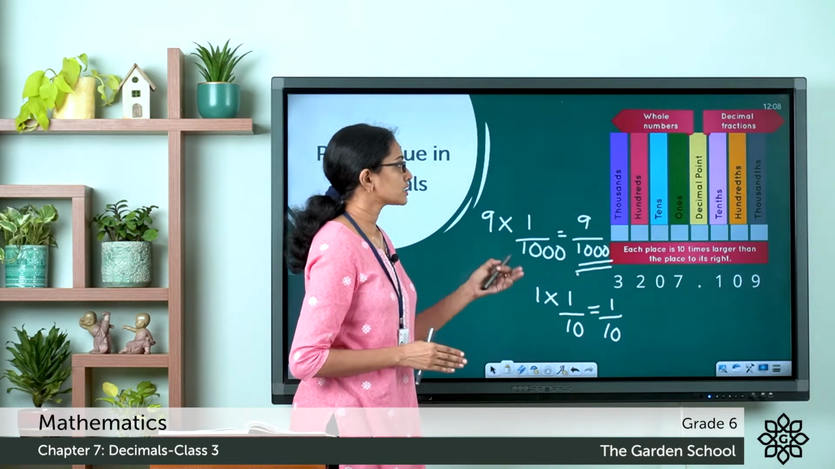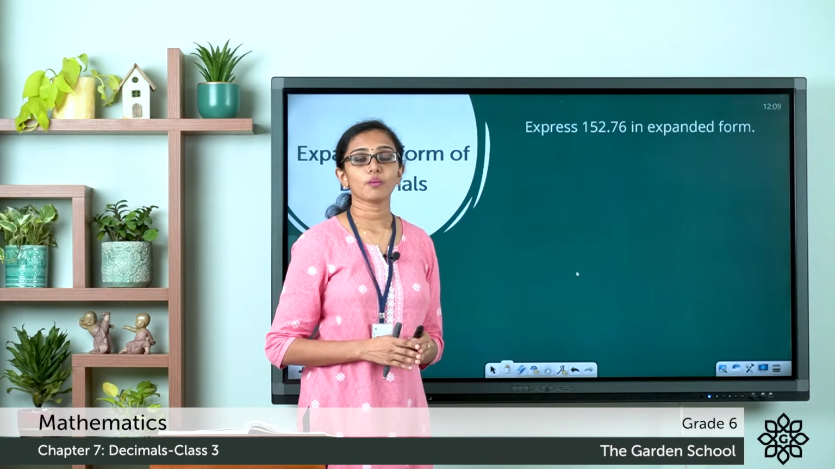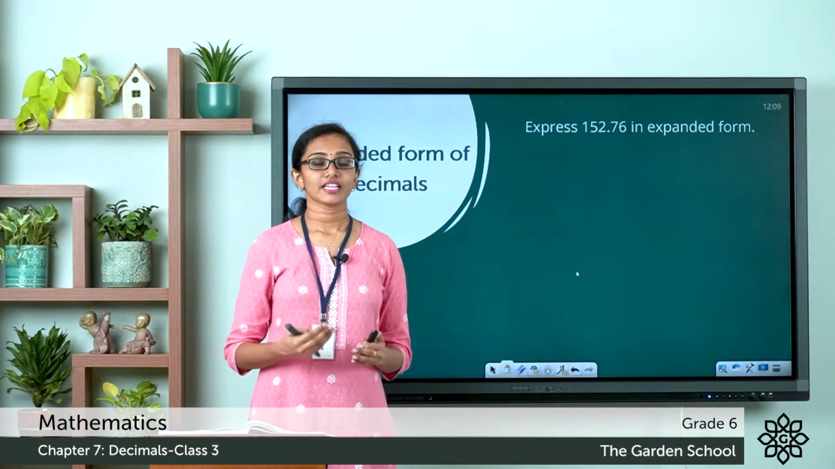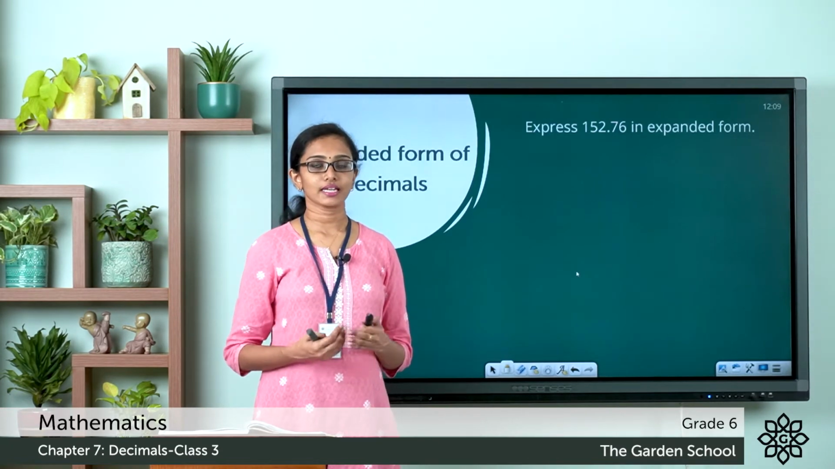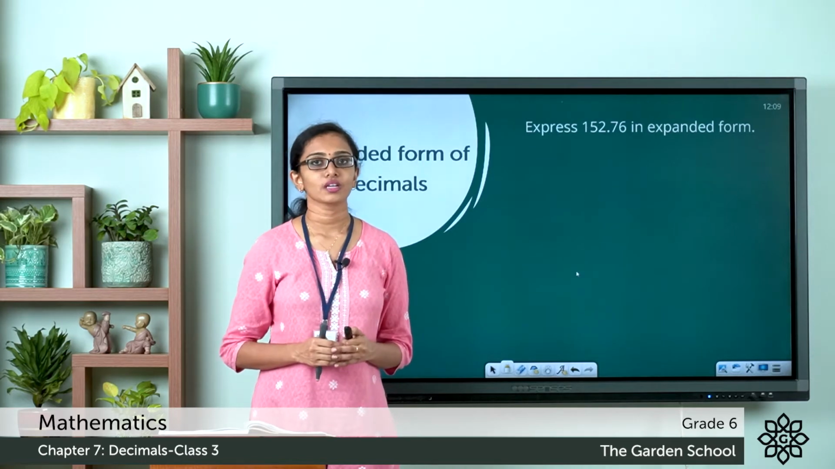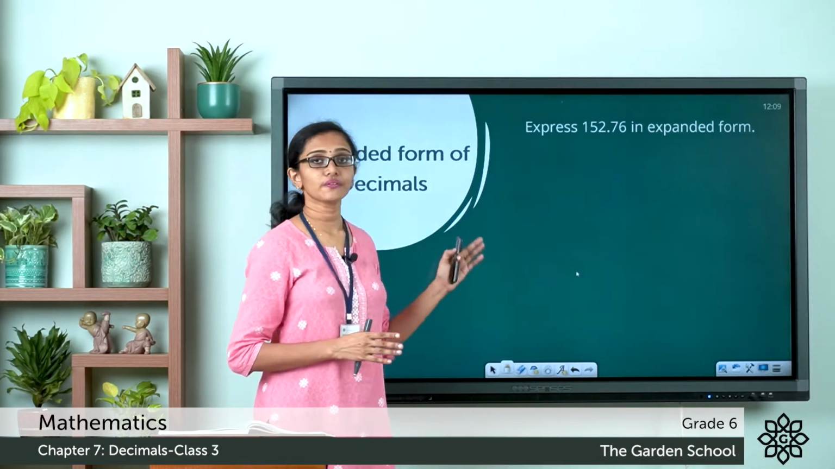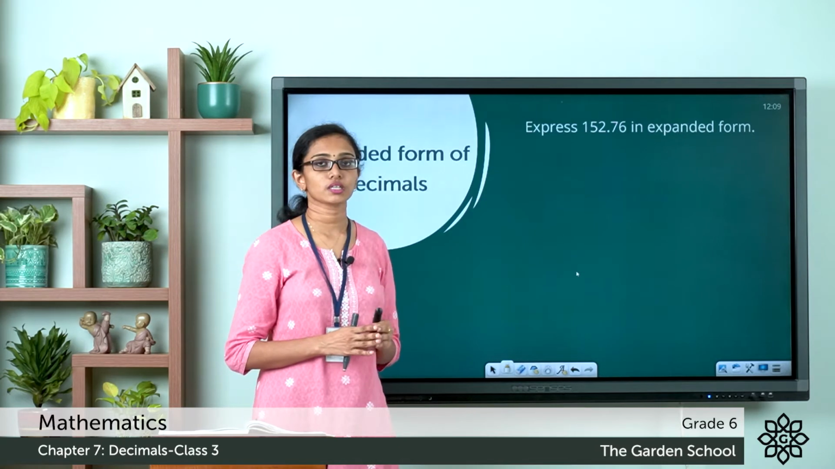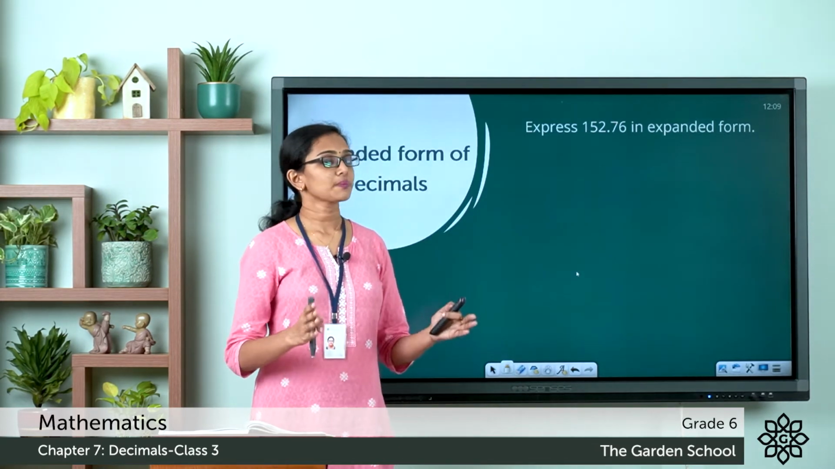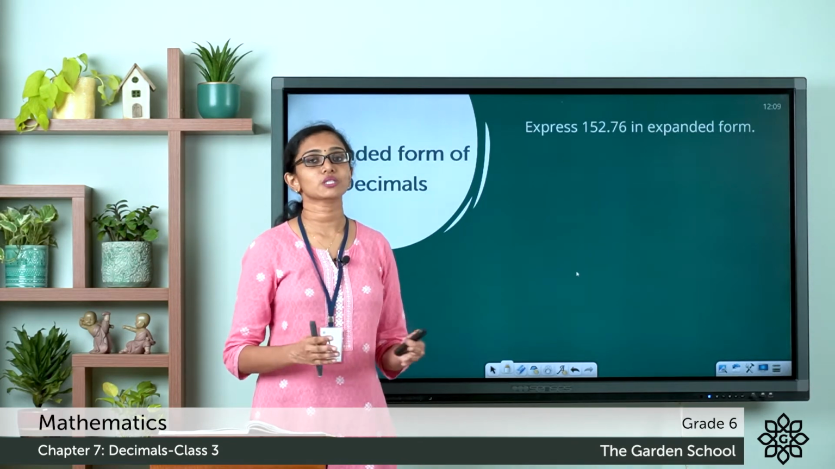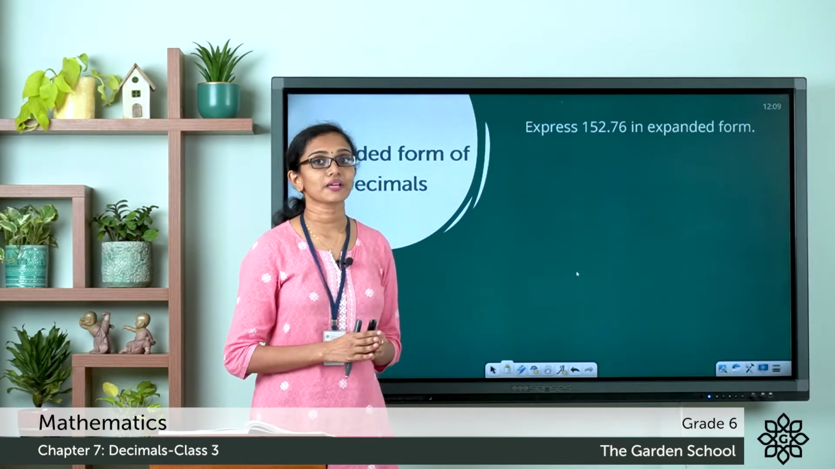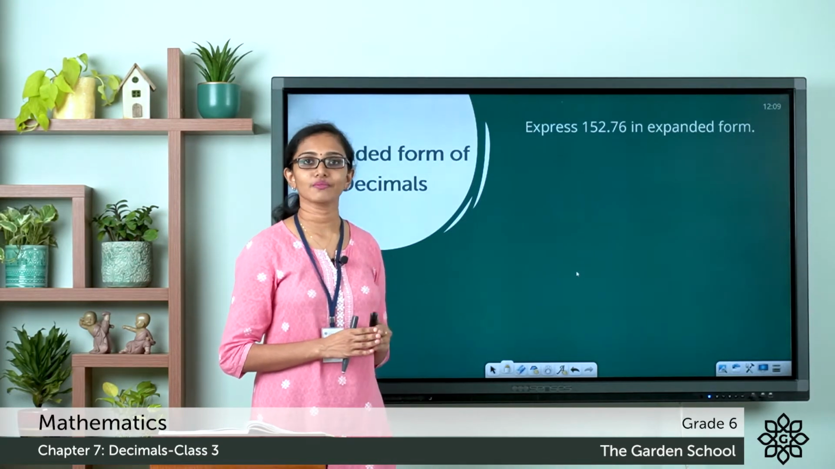Now, we'll see how we can write the expanded form of decimal numbers. What do we mean by expanded form? Expanded form means you are expressing a number as the sum of the place values of its digits in order. Here you have a number, 152.76. We have to express this in expanded form. To write the expanded form, we need to know the place value of each of the digits in the number. So let's see the place value of each of the digits in the given number.